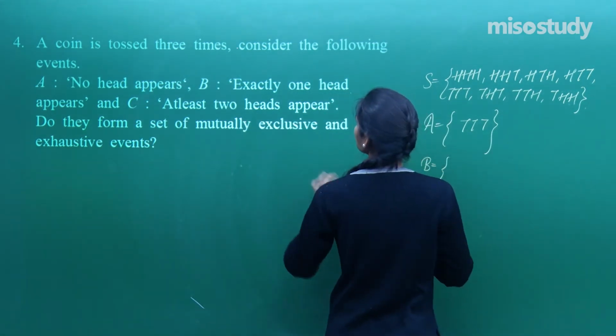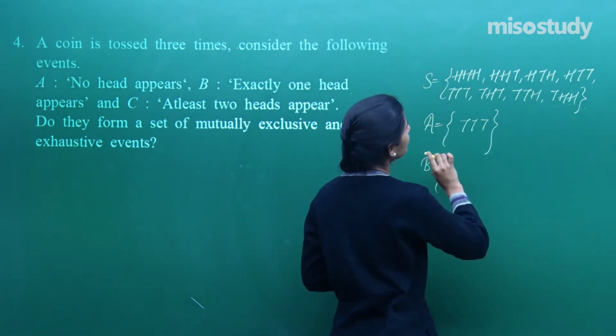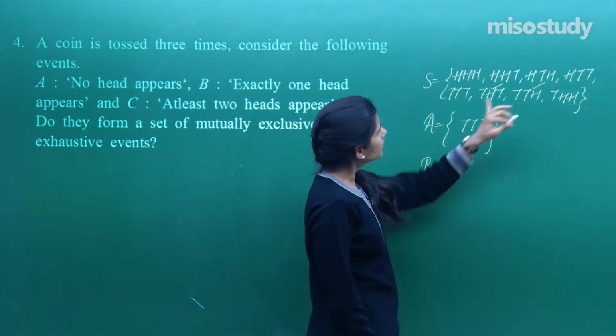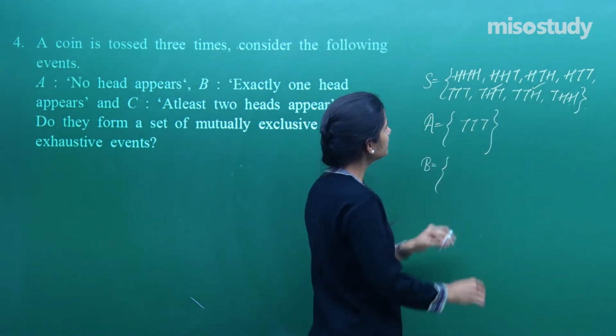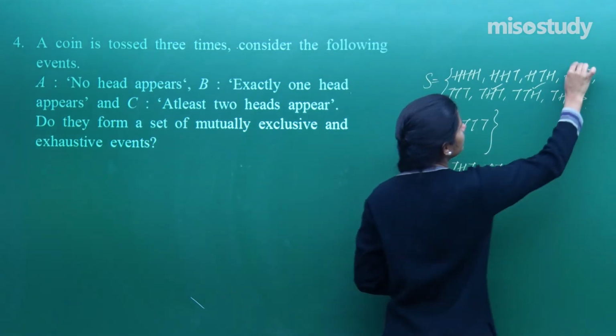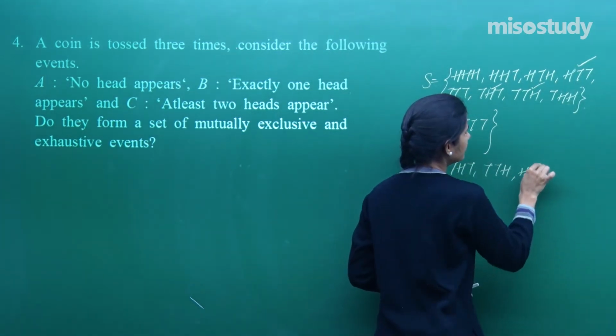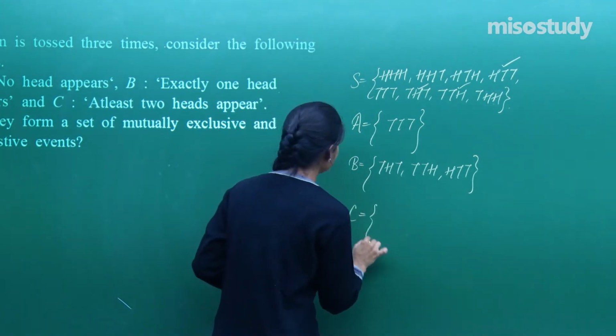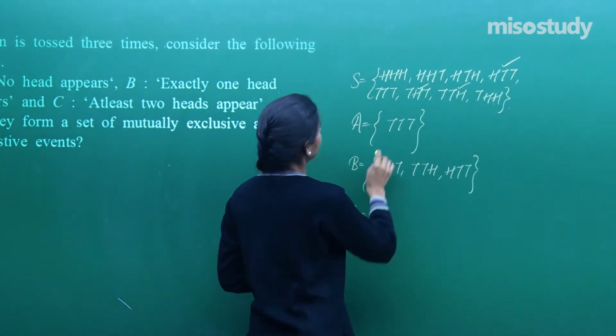Then at least this, exactly one head appears. Exactly one head is here, exactly one head is here. That's it. Nowhere else is there exactly one head. So it is tail, head, tail, tail, tail, head, and here also head, tail, tail. Exactly one head. Then C, at least 2 heads.